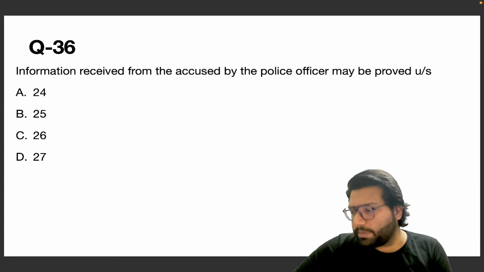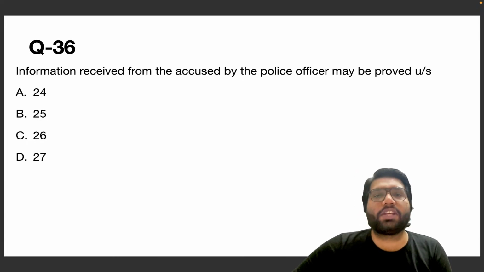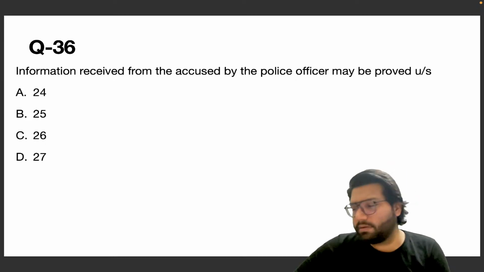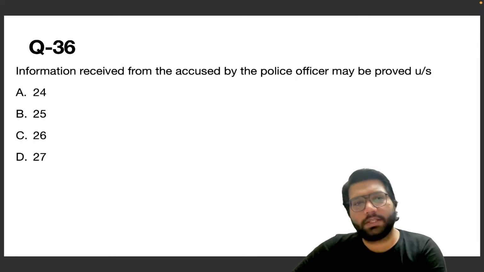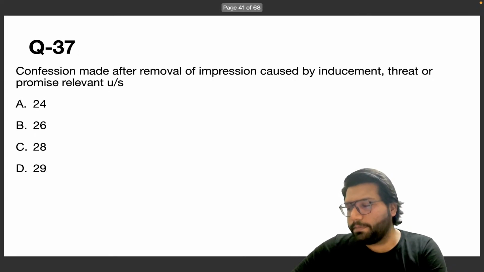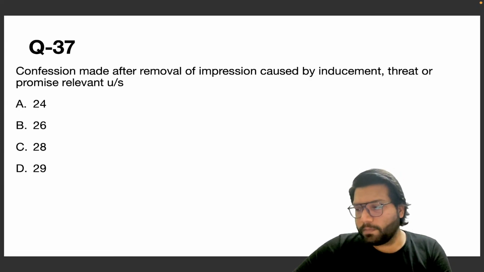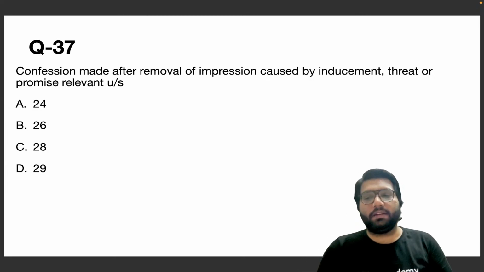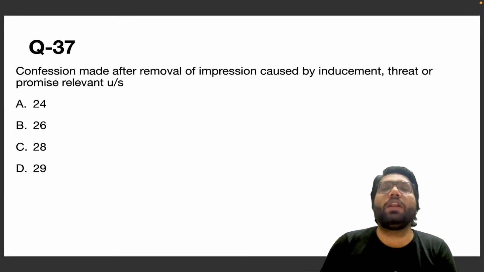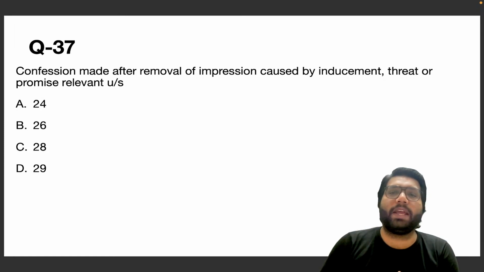First one to answer, Sapna. D, followed by Amit. No, Amit has answered B. Shalini and Mausami. D is the correct answer, students. Section number 27, also known as discovery statements. Okay. Next. Confession made after removal of impression caused by inducement, threat or promise relevant under section.